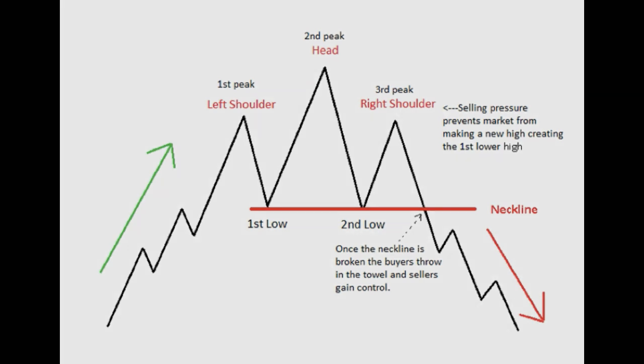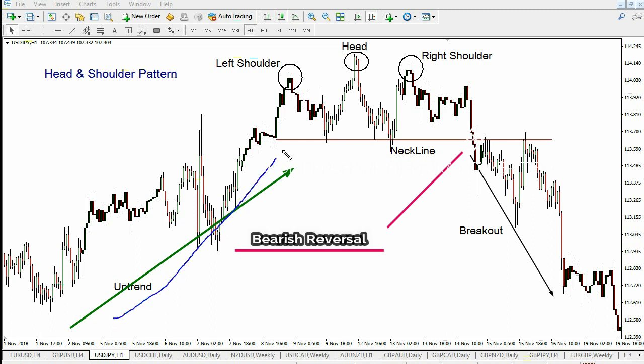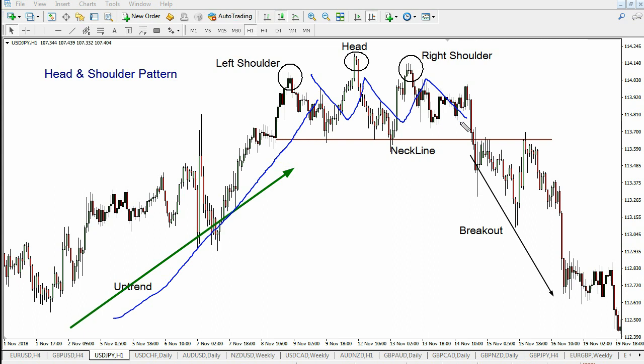So now let's jump to the chart. So this is the head and shoulder chart pattern. So what is the head and shoulder chart pattern and important things to note about? The head and shoulder chart pattern is a bearish reversal pattern. When found in an uptrend, it signals the end of the uptrend.